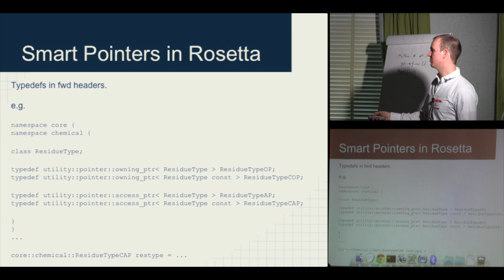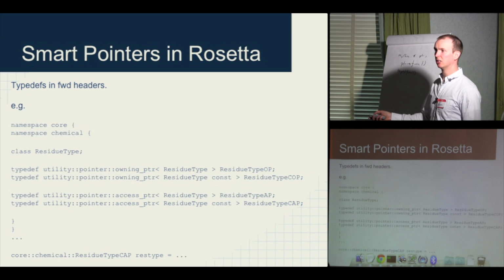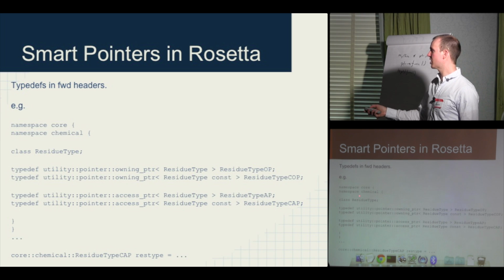The other thing to say about this is that because you've declared these typedefs in the namespace where your class lives, the typedef lives in that namespace, even though it's a typedef to something in another namespace. So inside the core chemical namespace, you have a typedef to something inside the utility pointer namespace, right? But this typedef lives in core chemical. So if you talk about residue type CAP, you would preface it by core chemical.